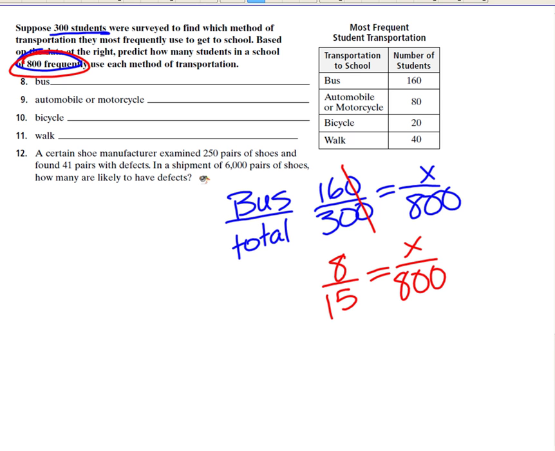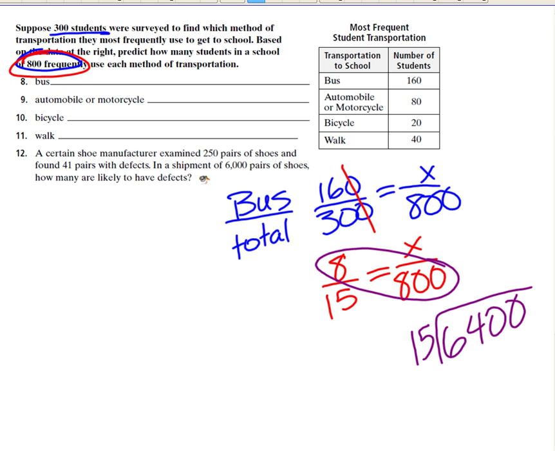So you can cross multiply this. I'll do the multiplying for you since I'm a pal. 8 times 800 is 6,400.